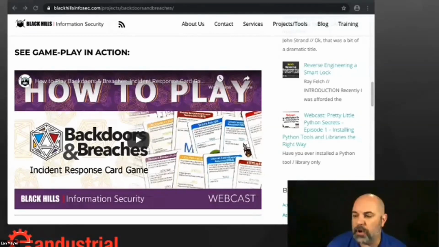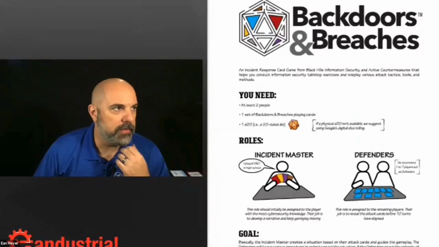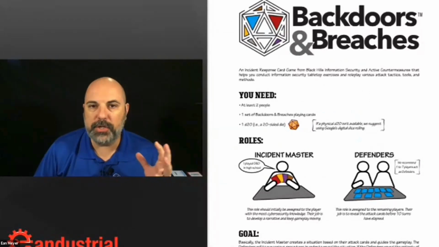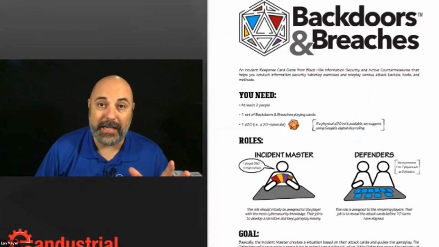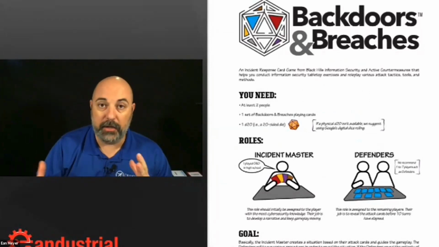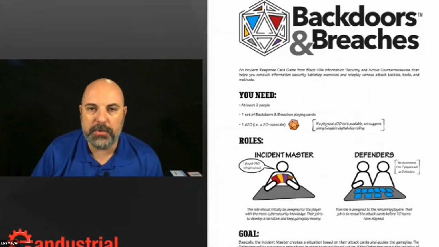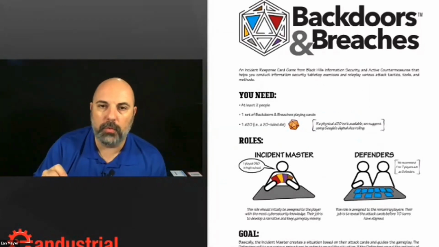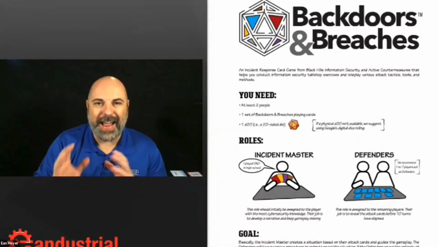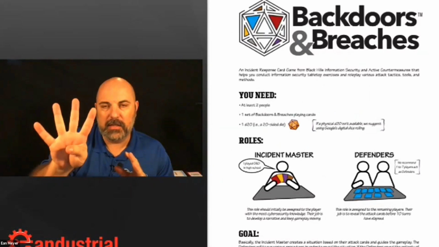So let's actually talk about the rules here for a second. So here are the rules, right? This is the Backdoors and Breaches visual guide. And this is on that page, like I said, if you search for Backdoors and Breaches and Black Hills, you'll find their blog post and has this visual guide. So if you want to look at it from there, you can do that. But I'm going to go through the core rules, right? Basically what happens is I lay out 4 pieces of the incident.